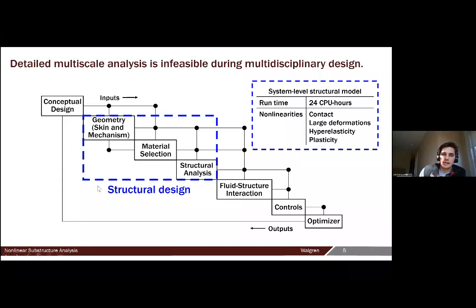So what we're focusing on here is if we can make this blue box, instead of 24 CPU hours, if we can make that orders of magnitude faster, then we can enable this entire design loop. Obviously, FSI is also inherently very expensive, but there are other people doing very similar things in that field as well.